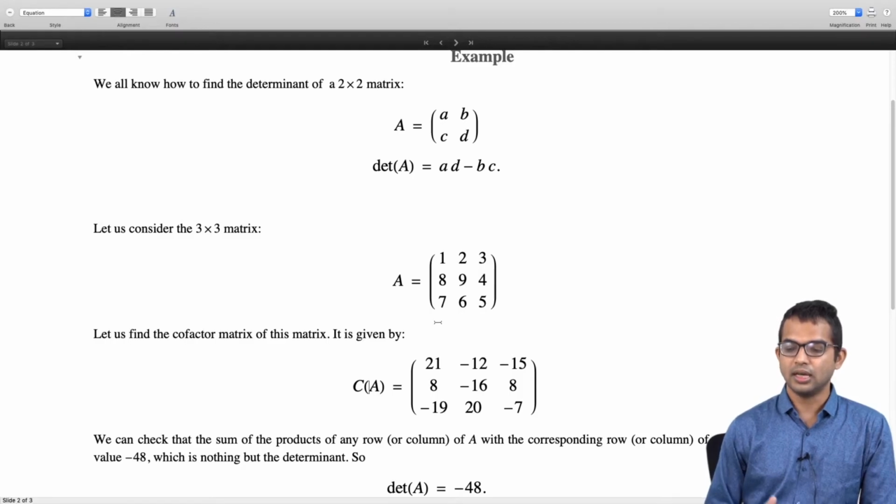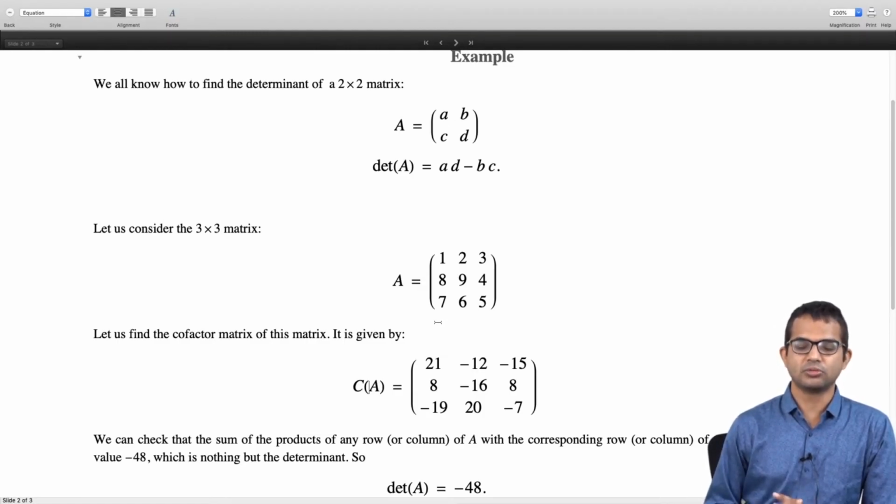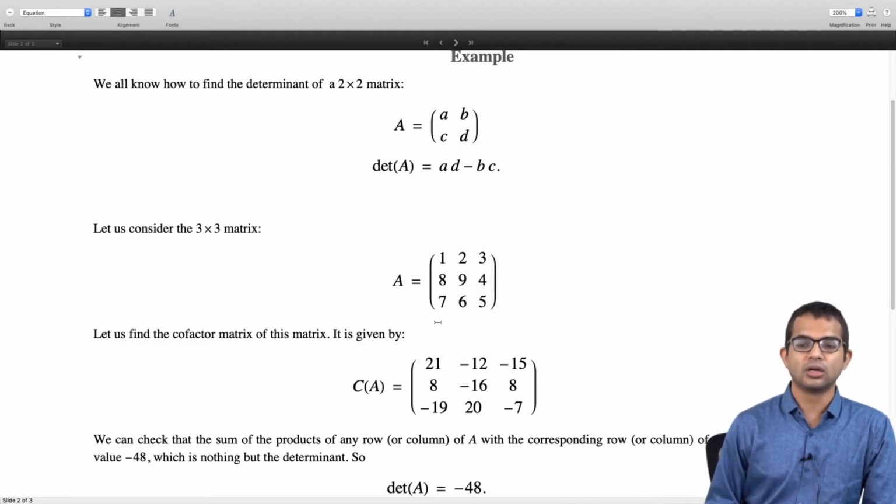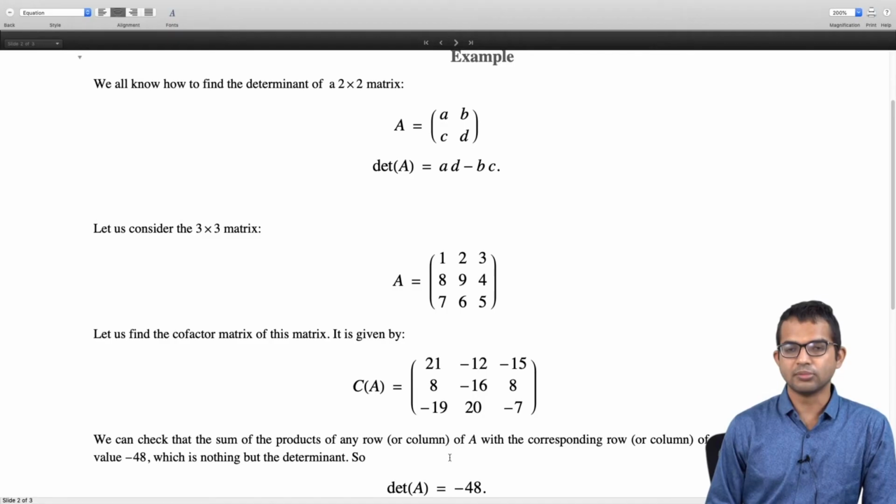And so in fact any row, with any corresponding row of the cofactor matrix, in some sense you're taking a dot product of this, right? Although you shouldn't be calling it that, you just have to multiply the corresponding elements and add them up. You can do it with rows or you can do it with columns. You will get the same number, minus 48.